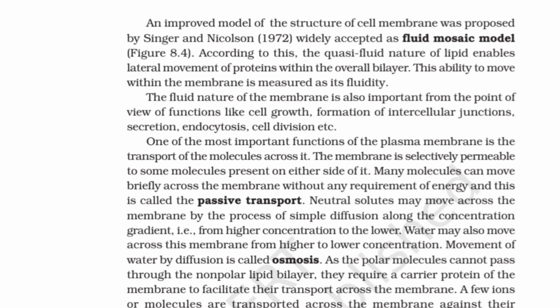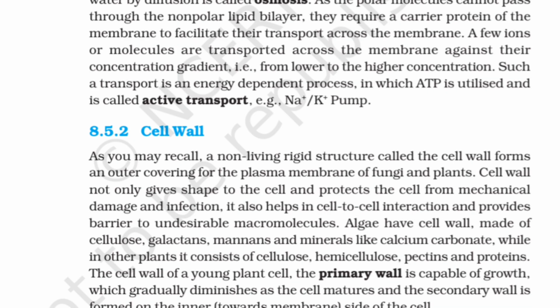As the polar molecules cannot pass through the nonpolar lipid bilayer, they require a carrier protein of the membrane to facilitate their transport across the membrane. A few ions or molecules are transported across the membrane against their concentration gradient, from lower to higher concentration. Such a transport is an energy-dependent process in which ATP is utilized, and is called active transport. Example, sodium-potassium pump.